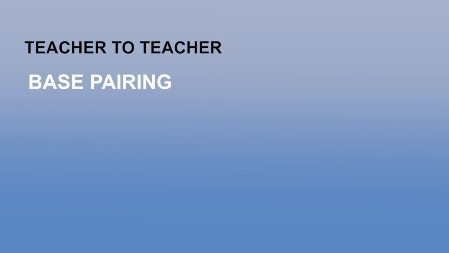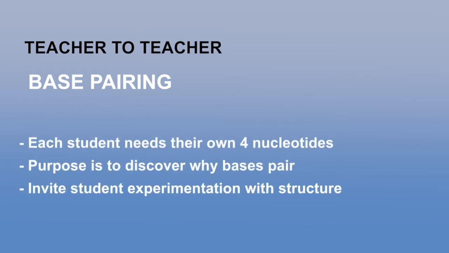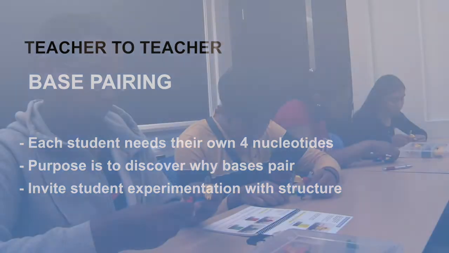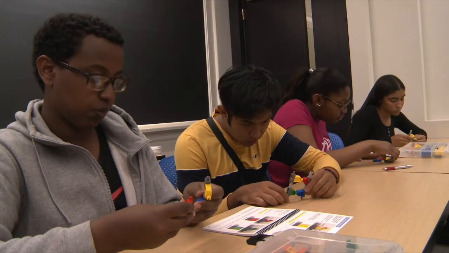It is key that every student experience this exercise. Make sure each student has their own four DNA nucleotides at the start. Ask each student to make a small DNA ladder using all four nucleotides. The purpose of this activity is not to test who knows the correct base pairs. The purpose is to discover why some bases will pair and some will not. Invite students to experiment and to find different ways to form a DNA ladder. This means students who have not yet learned the correct base pairs are not singled out.